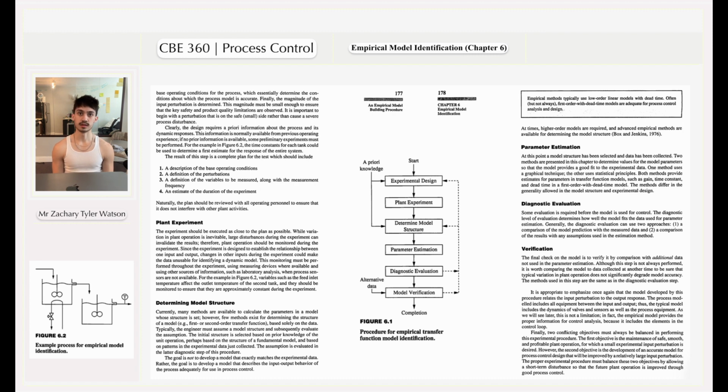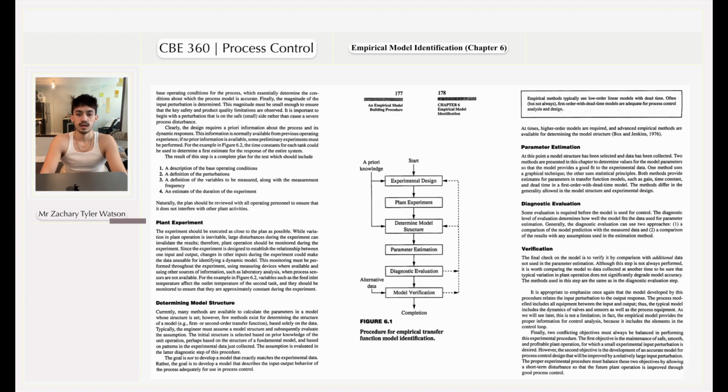A result of this step is the complete plan for the test, which should include items 1 through 4: a description of the base operating conditions, a definition of the perturbation, a definition of the variables to be measured along with the measurement frequency, and an estimate of the duration of the experiment. Naturally, the plan should be reviewed with all operating personnel to ensure that it does not interfere with other planned activities.